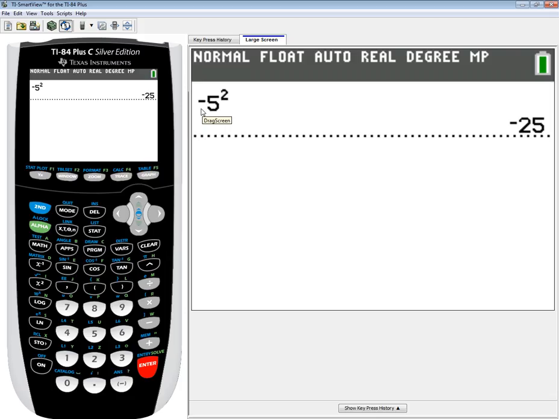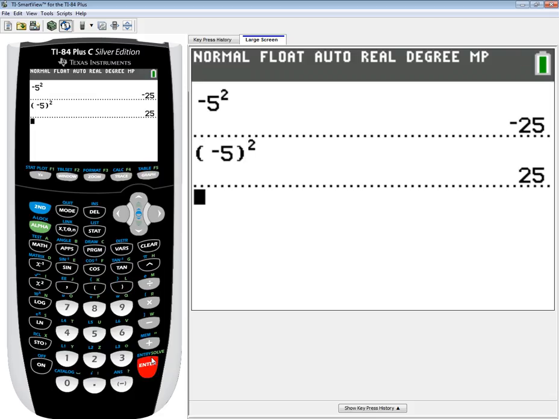Okay, what do we need to do instead? Yeah, we'd have to actually put parentheses around the negative 5 and then square it, and now it's doing the right thing. Right now the calculator is seeing everything in the parentheses, which is negative 5, squared. Okay, but that's easy to forget, isn't it?